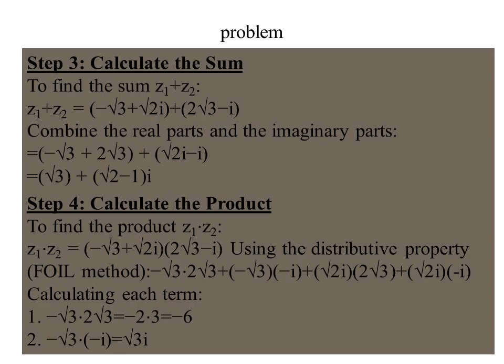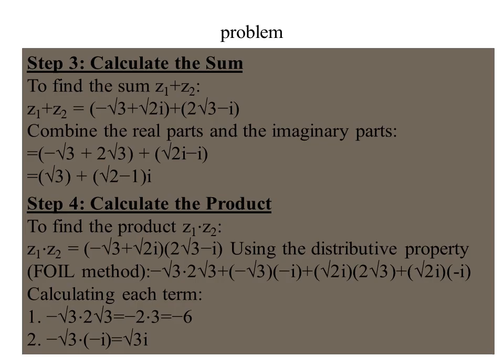In this we have to find the sum z1 + z2. z1 + z2 = −√3 + √2 i + 2√3 − i. Combining the real and imaginary parts, we get −√3 + 2√3 + √2 i − i. Finally, we get the answer √3 + (√2 − 1)i. After that, we calculate the product.